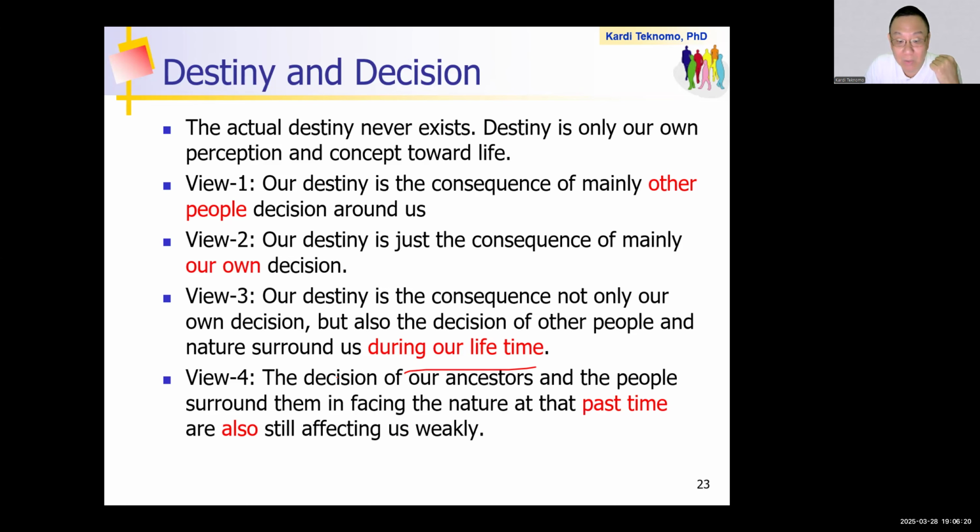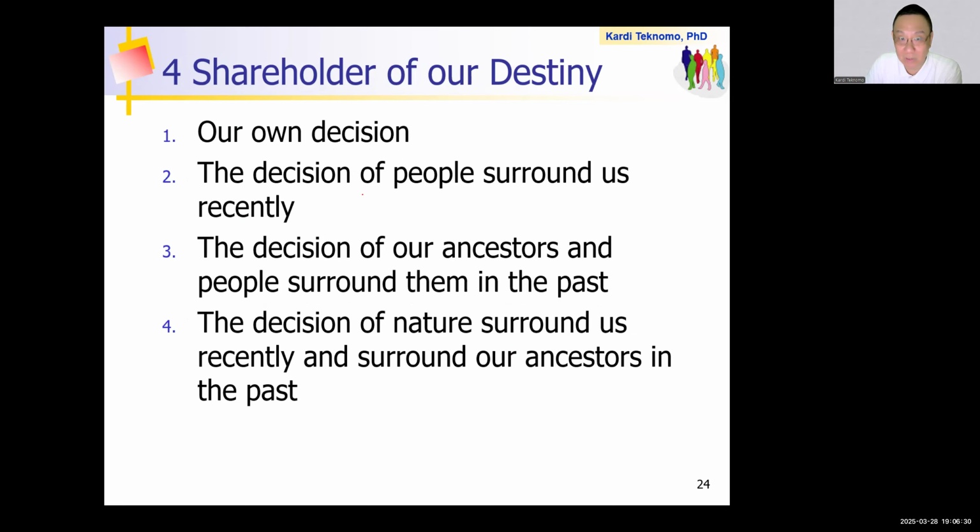What happened in our life? So who made this happen? Is it actually our own decision, or the decision of the people surrounding us recently, or actually the decision of our ancestors and the people surrounding them in the past, or the decision of the nature? Nature also influenced us, you know? Recently and in the past. Based on this, we can put four types of people.